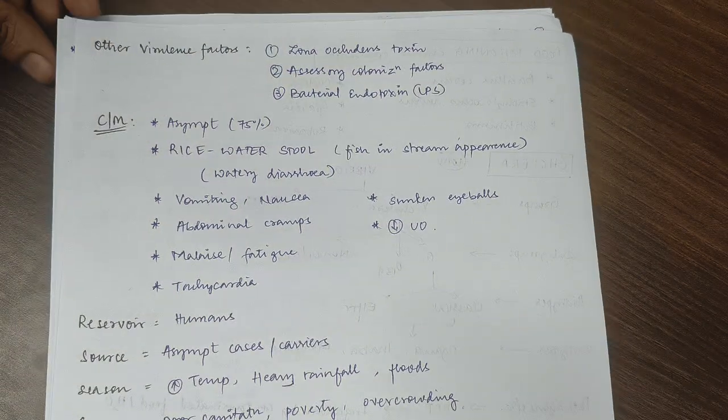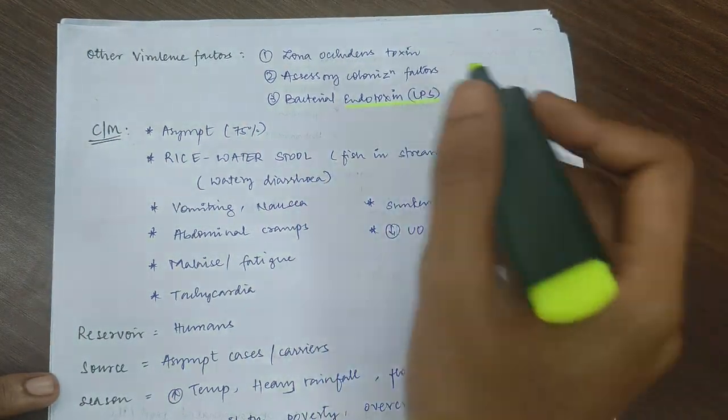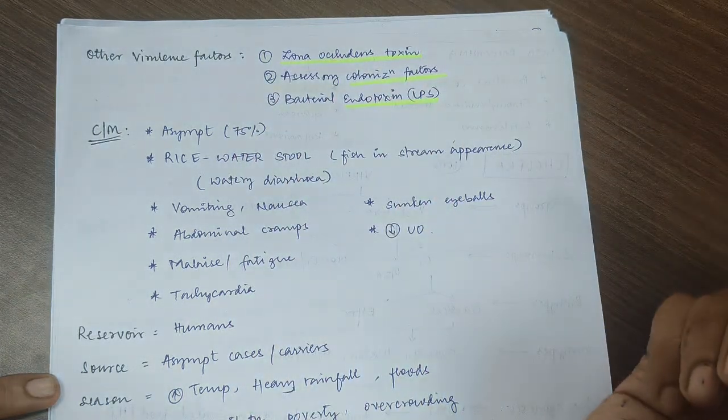What are the other virulence factors? If you want, you can write: endotoxin produced by the LPS, then colonizing factors and zonula occludens toxin.